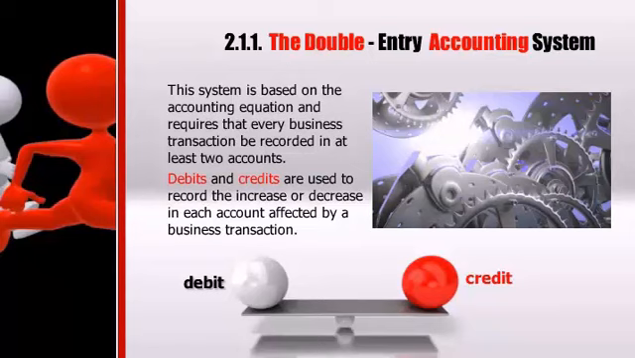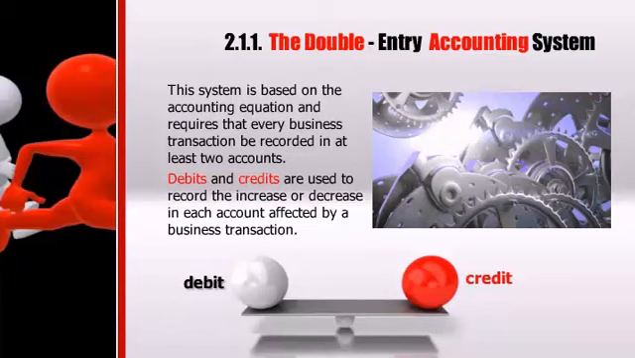The double-entry accounting system also has specific rules of debit and credit for recording transactions in the accounts. Debits and credits are used to record the increase or decrease in each account affected by a business transaction. Under double-entry accounting, for each debit entry made in one account, a credit of an equal amount must be made in another account. Debit and credit rules vary according to whether an account is classified as an asset, a liability, or the owner's capital account.